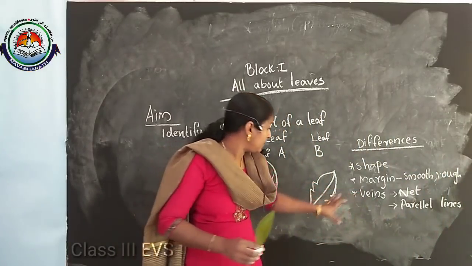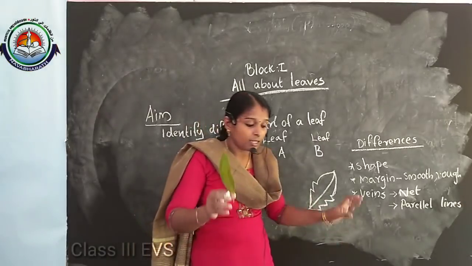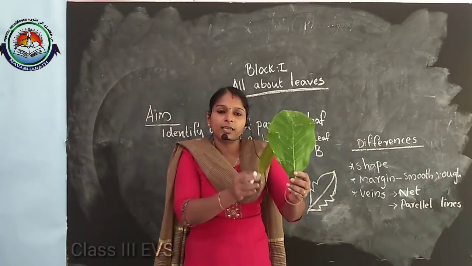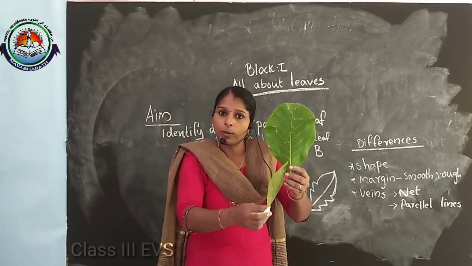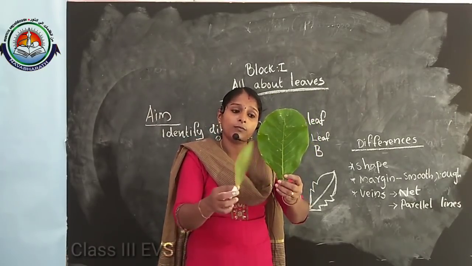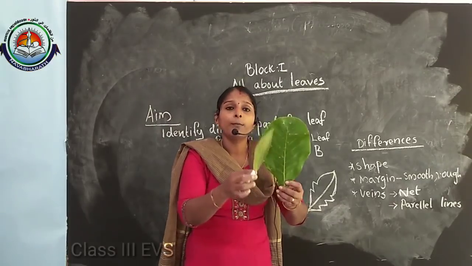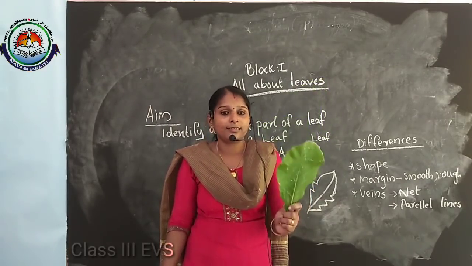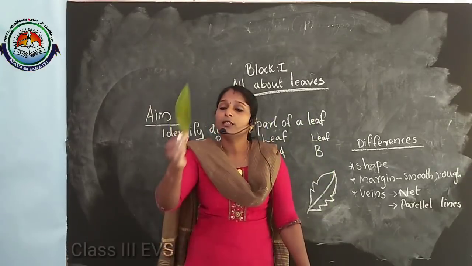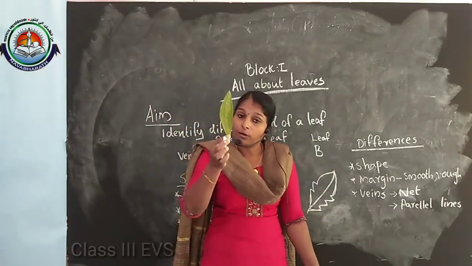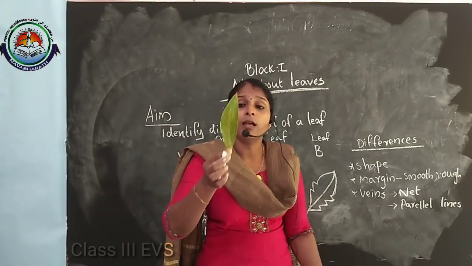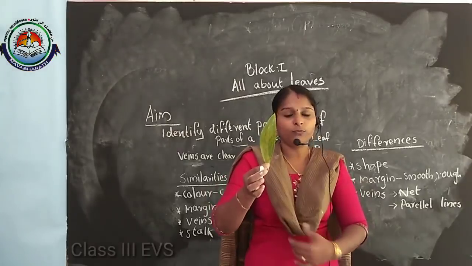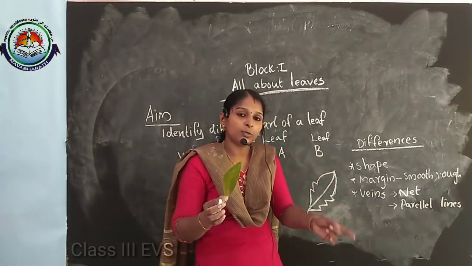So how are the veins of these two leaves different? The veins of these two leaves are different because this leaf has one midvein and some small veins are starting from this midvein. It is arranged like a net. And in this one we cannot see any midvein. We can see some lines or parallel lines that pass along the leaf blade. So these are the differences between veins.